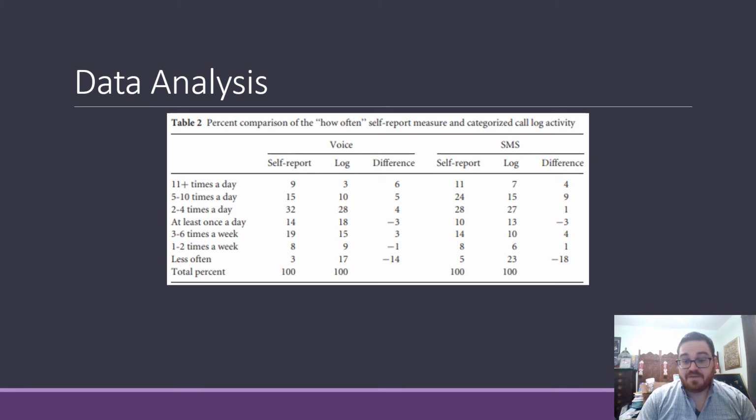Here's a table for how often users use a cell phone in a certain amount of time. They can either have 11 plus a day, sometimes 3 to 6 times a week. And again, the data outside of the at least once a day column or the less often column, most people tend to over-report the amount of time that they are actually on their cell phone, which in today's time may be funny because people tend to think that everyone's on their cell phone all the time.